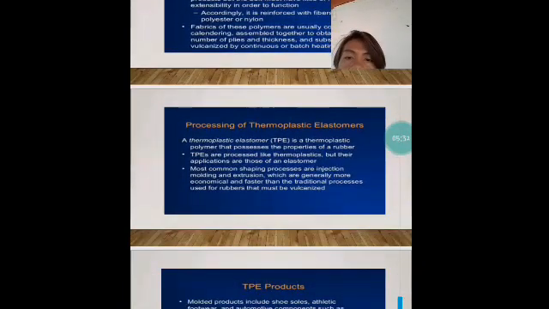Next is processing of thermoplastic elastomers. A thermoplastic elastomer is a thermoplastic polymer that possesses the properties of a rubber.